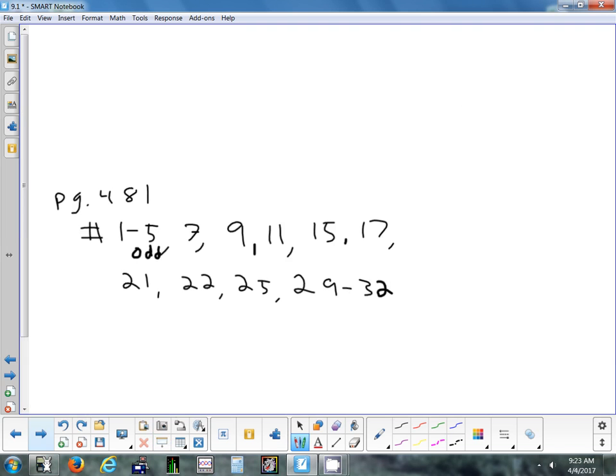Okay, so the homework is a little bit of playing around with the calculator, just trying some different things. We went through some of those kind of quick. So if we need to spend more time tomorrow playing with the graphing part, just let me know, because we'll have plenty of time to do that tomorrow. The homework is on 481, and it's 1 through 5, just the odds, 7, 9, 11, 15, 17, 21, 22, 25, and 29 to 32.